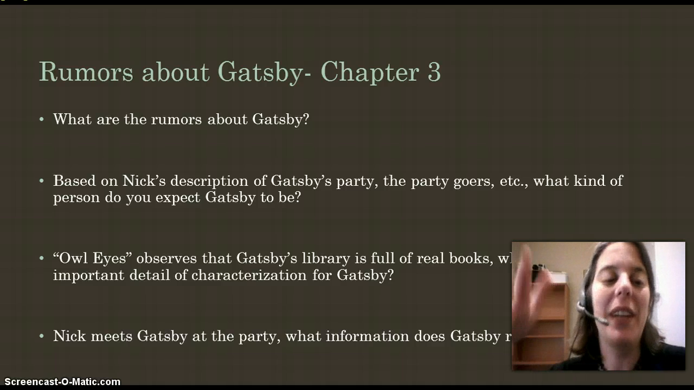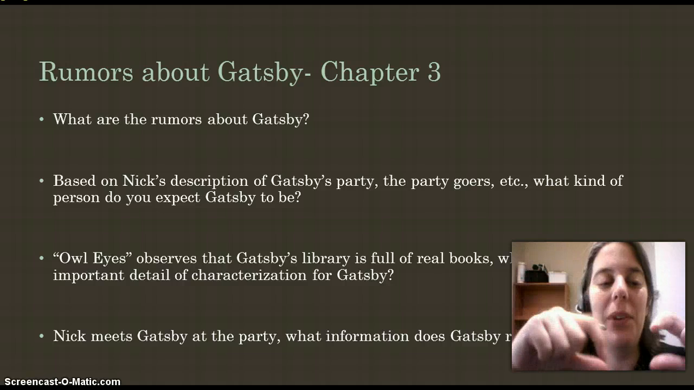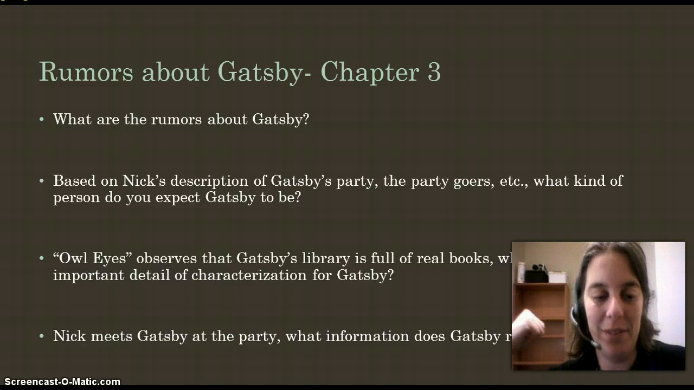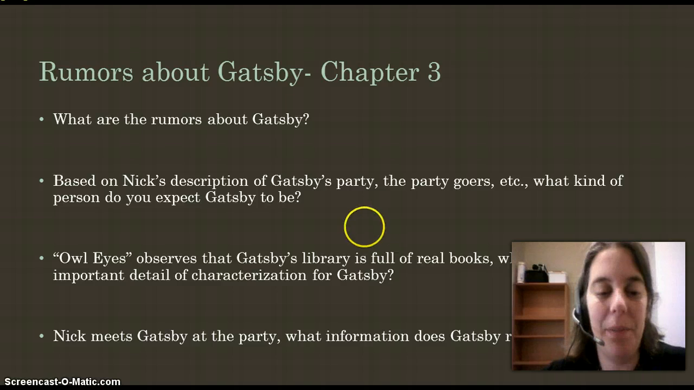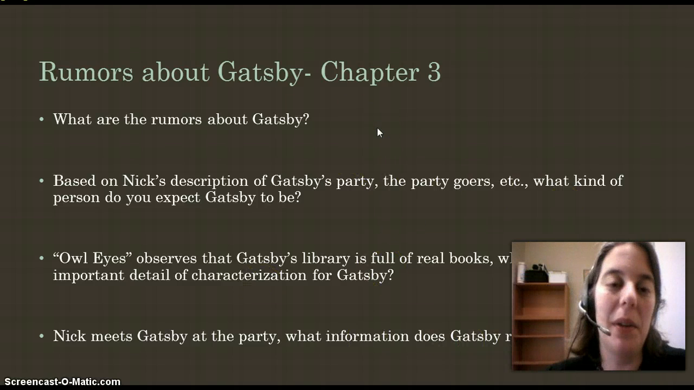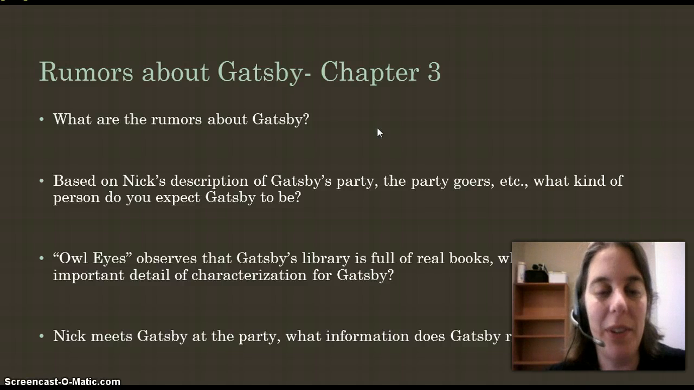And one thing Owl Eyes observes as well is that the books aren't cut, meaning books the way they're published, the pages, you have to cut them open for them to fan out. So while these books are real, they haven't been read. All right. And then Gatsby at the party, he reveals about himself that he was in the war, in the military with Nick, and that kind of puts Nick at ease a bit.